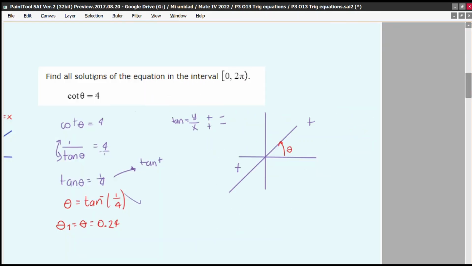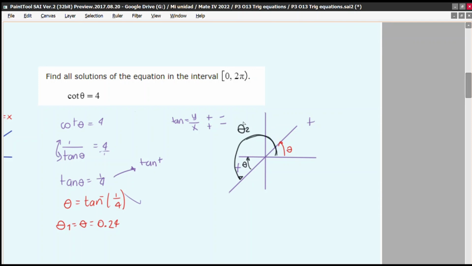Now, where is the other one? The other solution lives in the third quadrant. And I know that that solution is going to have the exact same reference angle. So how do I find this angle? That is actually my second solution that I'm looking for. Remember, we're always looking for positive numbers. So I know that this second solution lives in my third quadrant and has the same reference angle. So how do I find it?